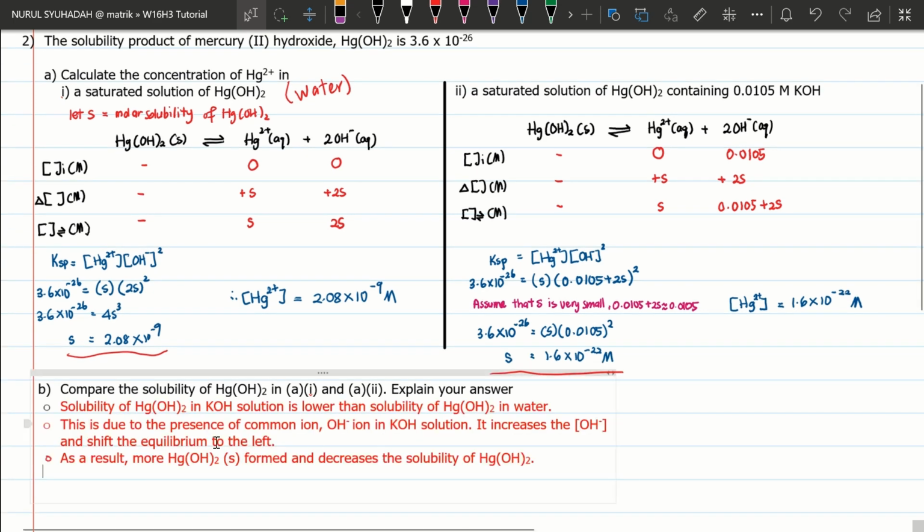So, compare solubility. So, solubility of mercury 2 hydroxide in KOH solution is lower than the solubility of mercury 2 hydroxide in water. So, this is due to the presence of common ion OH- in the KOH solution. It increases the OH- and shifts the equilibrium to the left. Okay lah, shift to the left. Okay, so as a result, more mercury 2 hydroxide precipitate forms and decreases the solubility of HgOH2. Okay, so this is the end of 7.3. Okay, and this will be the mark of the end of our syllabus altogether.